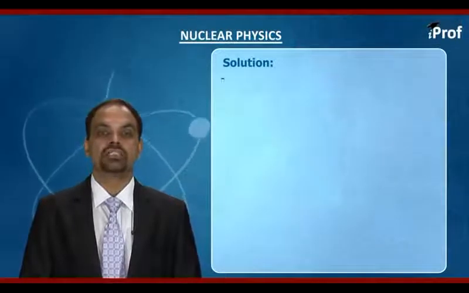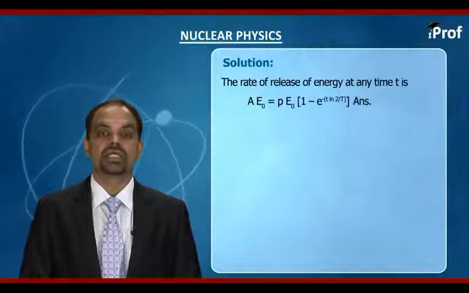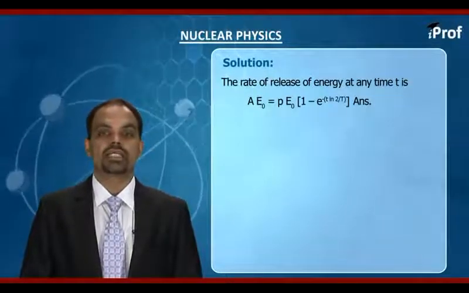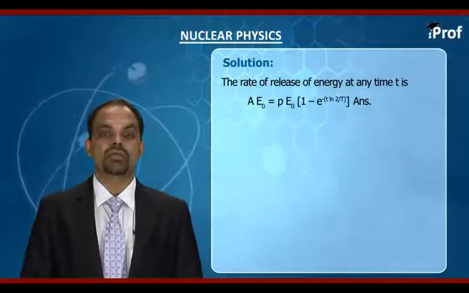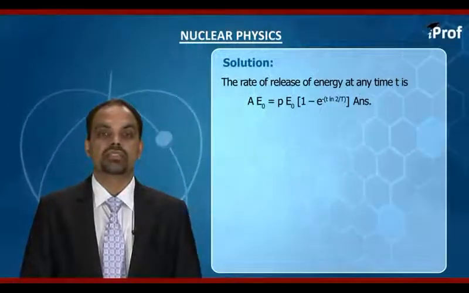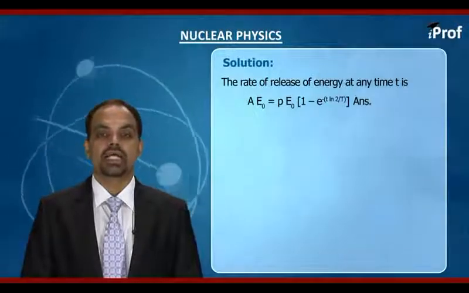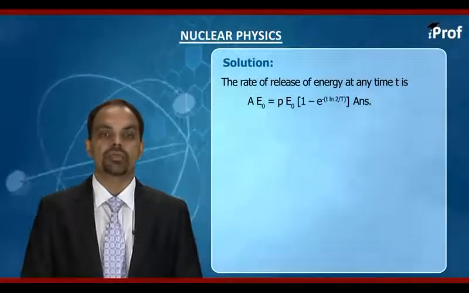Now it is given that energy which is released in each disintegration is E0. So the rate of release of energy at any time t will be simply the activity of the radioactive nuclei, that is A into E naught. So we get the answer for the first part, that is the rate of release of energy at any time, as a function of time.